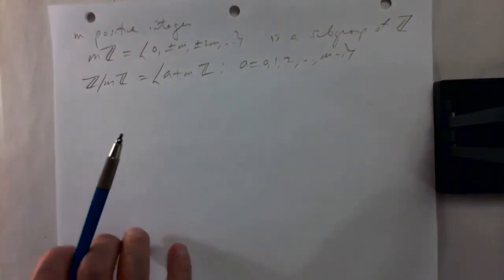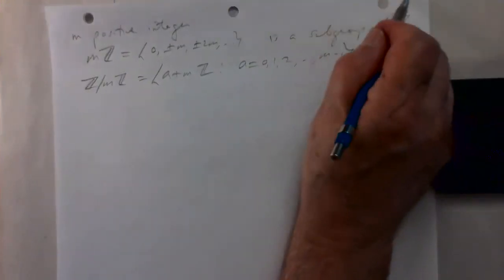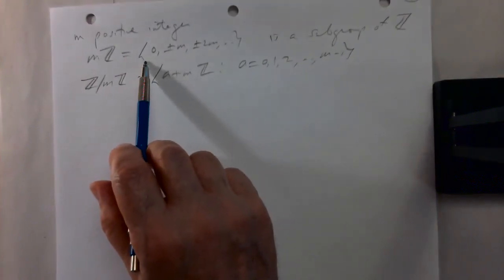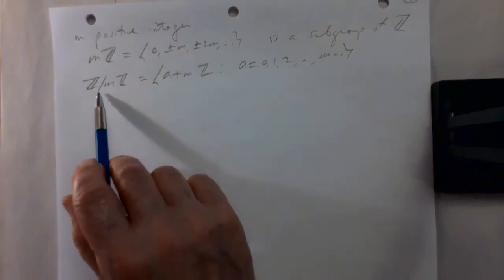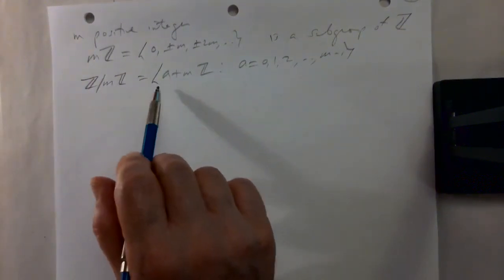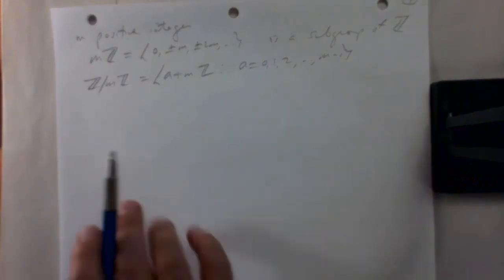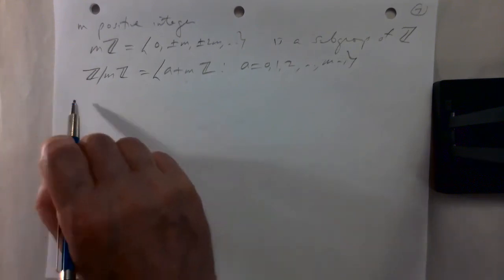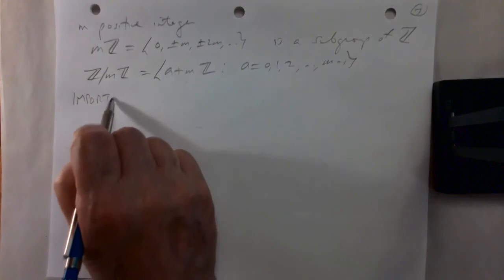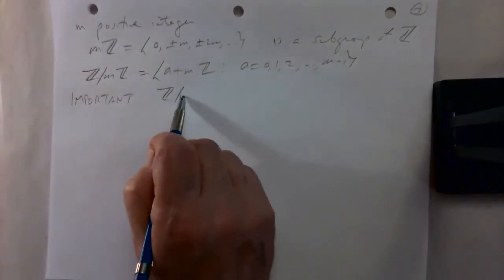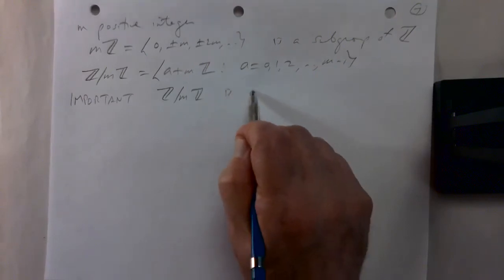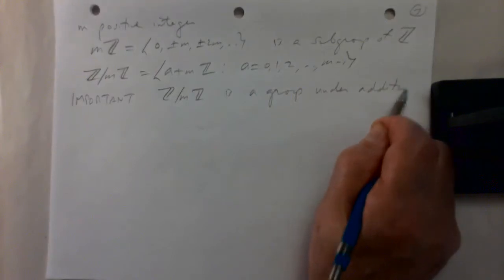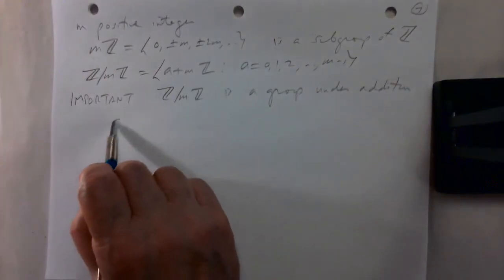So for every positive integer m, we have this subgroup of Z, the multiples of m. This is the set of left cosets. That means the set of congruence classes. And there are exactly m of them. But this is important: Z mod mZ is not just a set. This is a group under addition.